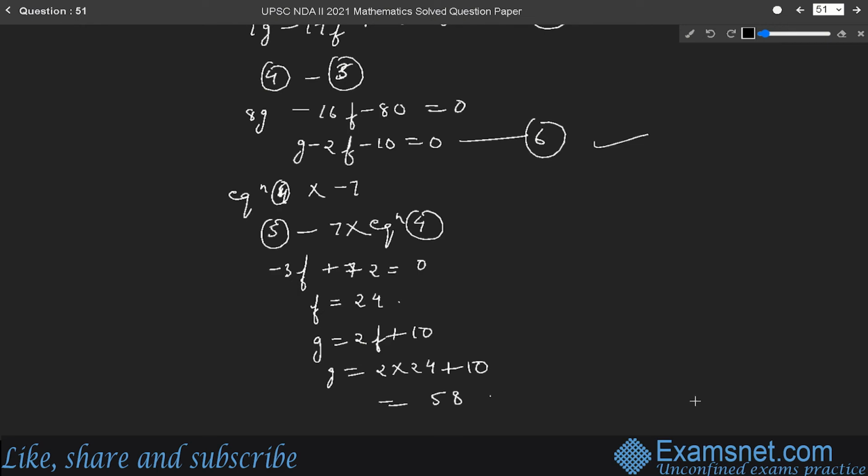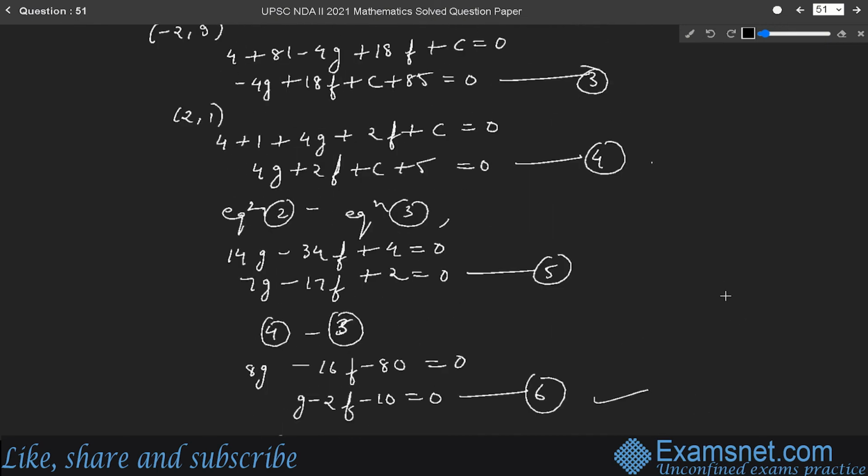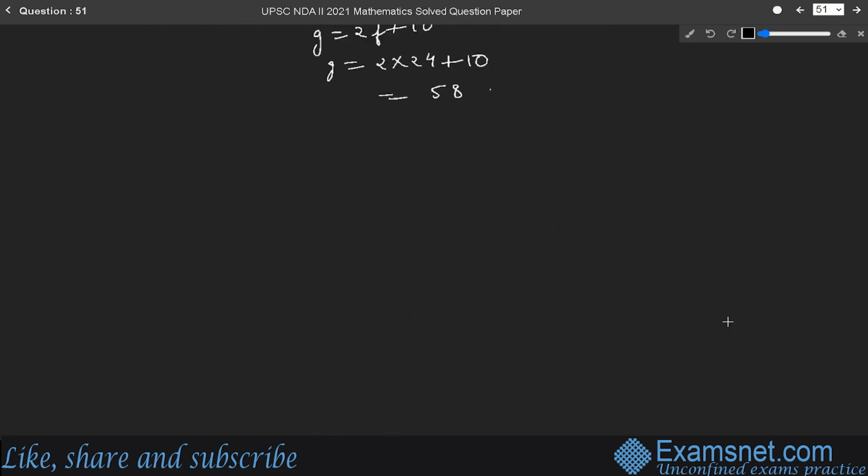Now let us look at the 4th equation. From equation 4th, c is equal to minus 4g minus 2f minus 5, which will be equal to minus 232 minus 48 minus 5. So we can say that c will be equal to minus 285.